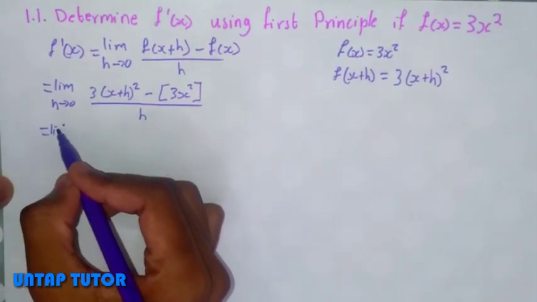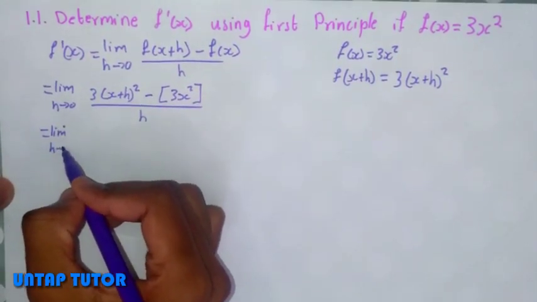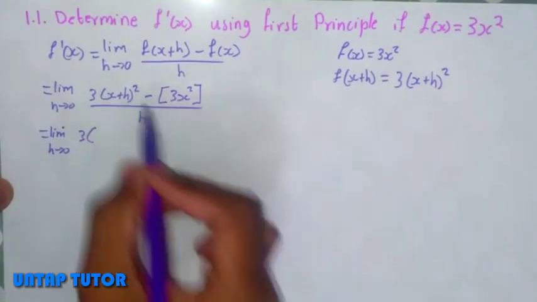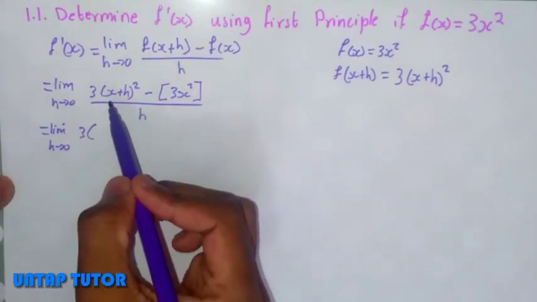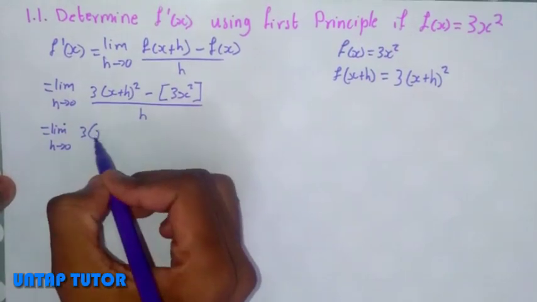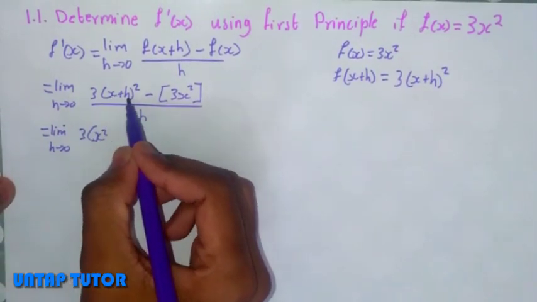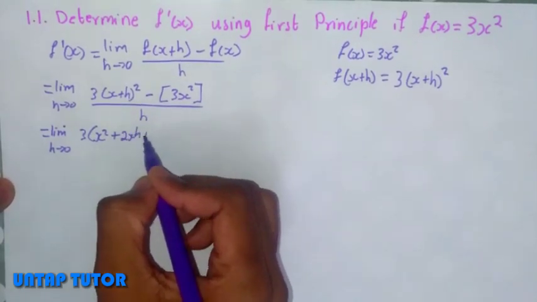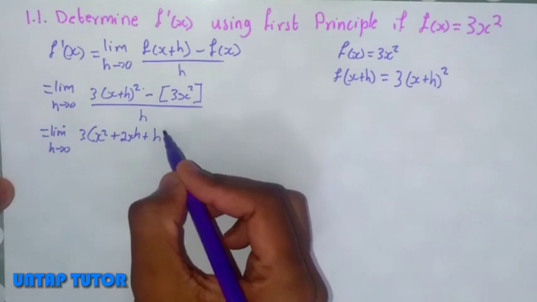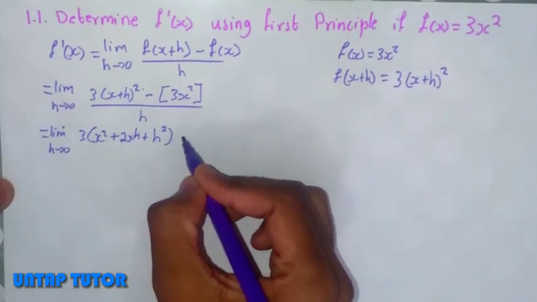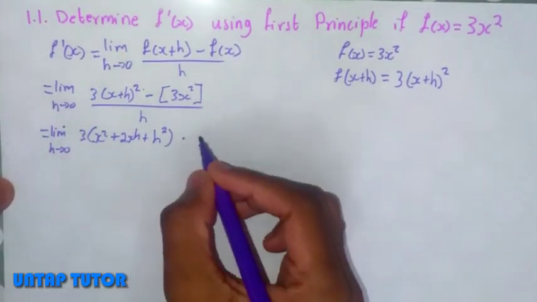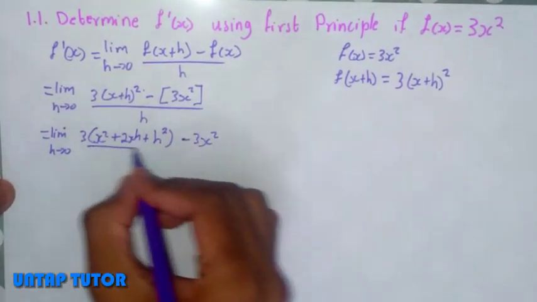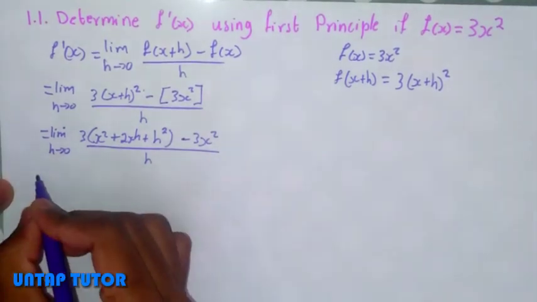We still have our limit as h approaches 0, and then 3 into, so we need to get rid of the square. How do we do that? x squared becomes x squared, x times h times 2 becomes 2xh, and then h squared becomes h squared. Then multiplying the negative into 3x squared is going to be negative 3x squared, over h.